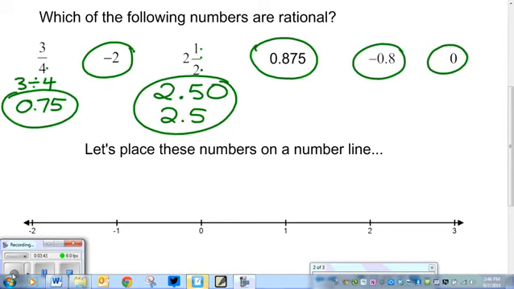Some examples of numbers that aren't rational would be something like 0.563217. You don't know what's coming next because I made it up.